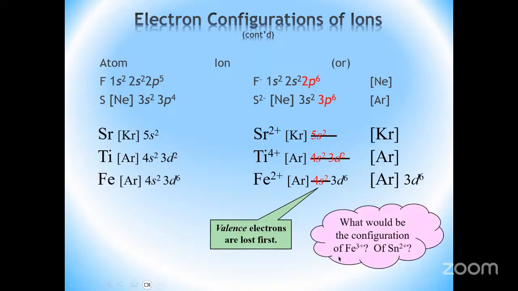Okay, so here's a question. What would be the electron configuration of Fe3 plus? Well, you can start from this. So how will you get from Fe2 plus to Fe3 plus?